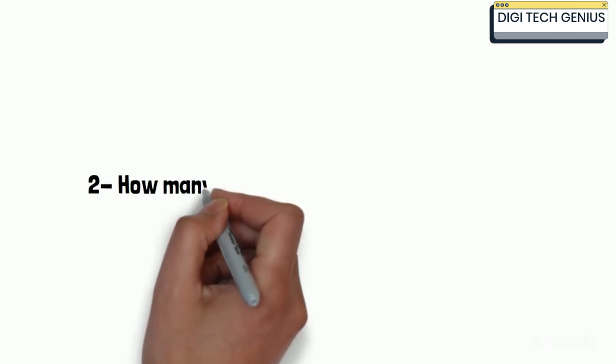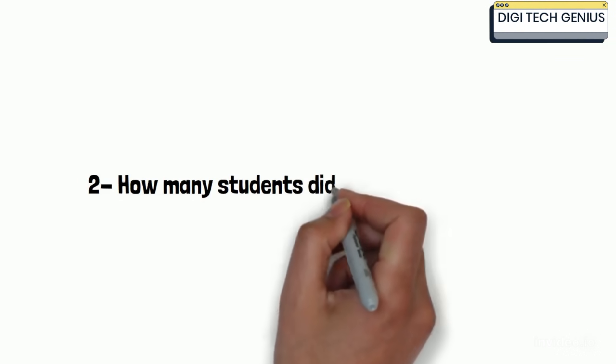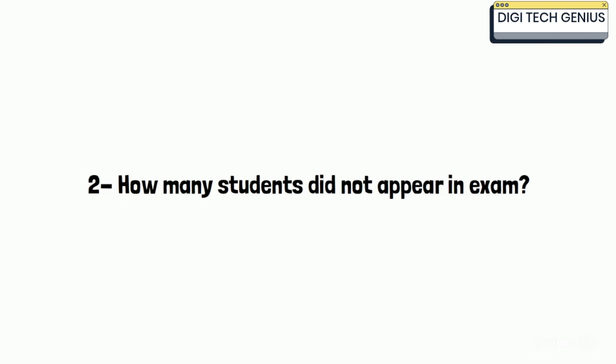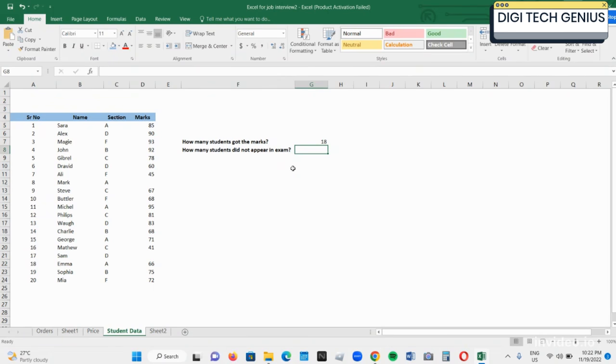Now the second question may be: how many students did not appear in the exam, or did not attend the exam? Let's see how we can answer that. To find out how many students did not appear in the exam, we'll use the formula COUNTBLANK, which counts how many blanks there are, and it's asking for the range. The range will be column D. Once you hit enter, it shows that 2 students did not appear in the exam, so there is nothing over there. COUNTBLANK has solved our problem.